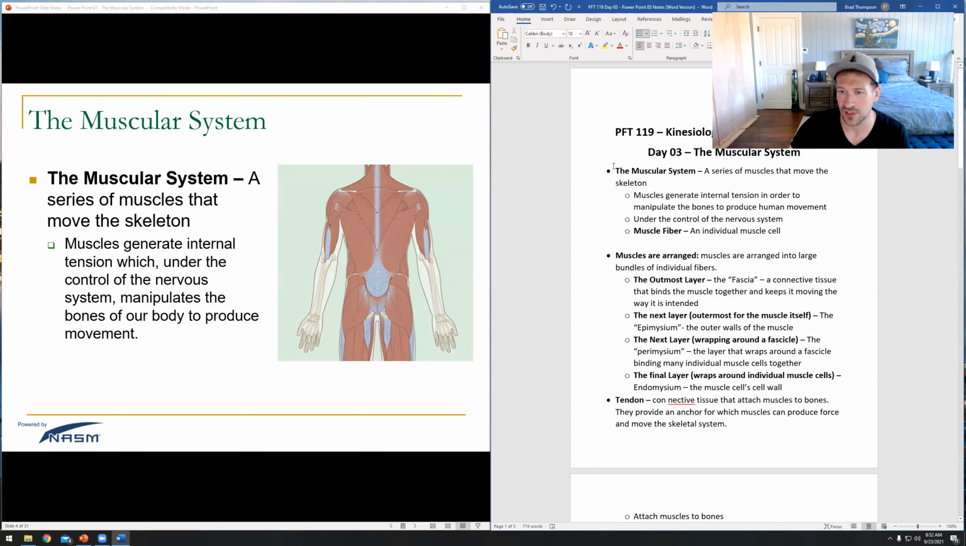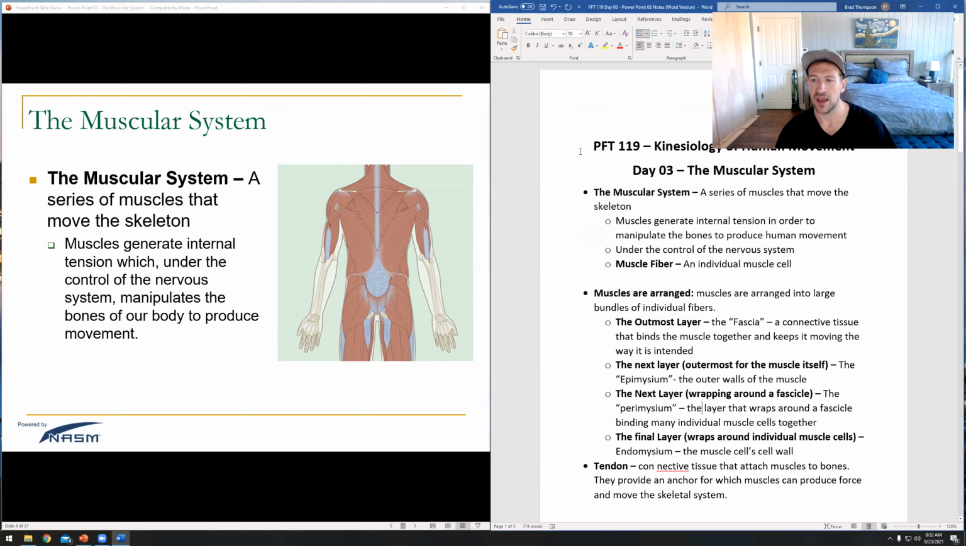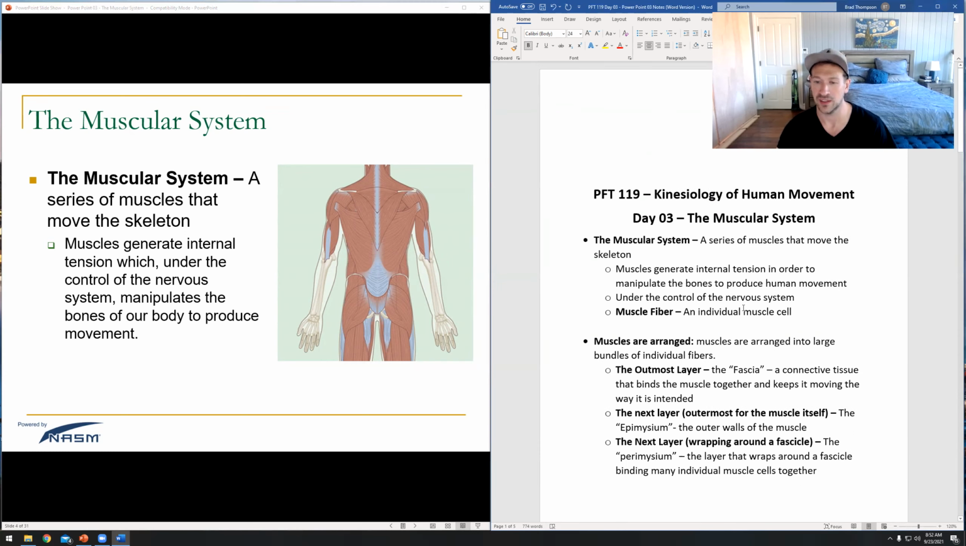So, I love starting out with the definition. The muscular system is going to be defined as a series of muscles that are moving the skeleton, right? You actually have three different types of muscle inside your body. You've got cardiac muscle, that's your heart muscle. You've got smooth muscle, which is like the muscles of your organs that are moving food around and stuff like that. But the one that's really relevant to us is what we call skeletal muscle, and it moves the skeleton.